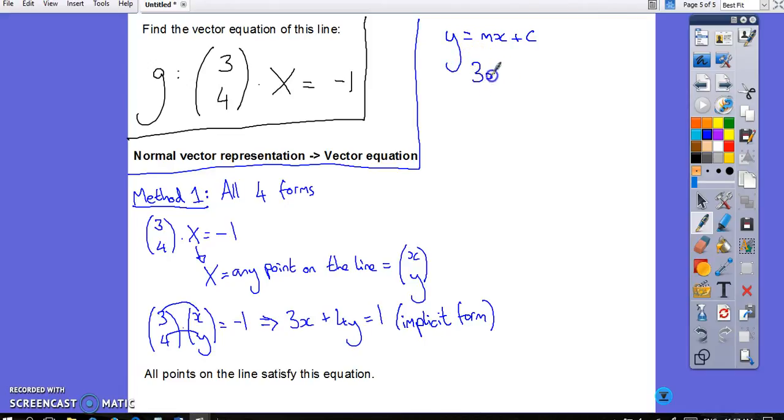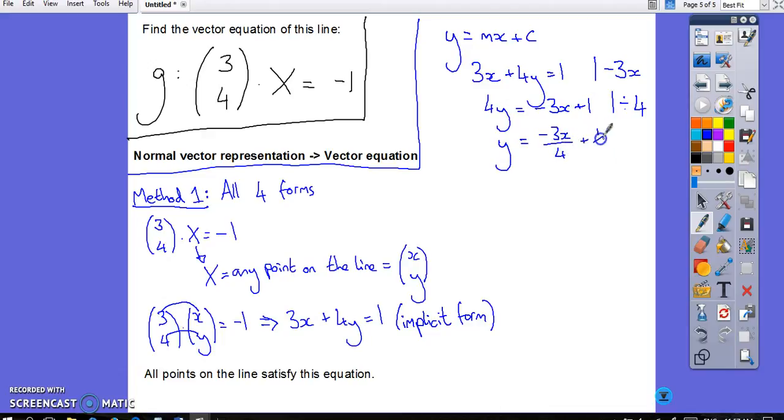So I have 3x plus 4y is equal to 1. I want the y on its own on the left-hand side. So first of all, I'll take off 3x to get 4y is equal to minus 3x plus 1, and I will divide by 4. And I will then say y is equal to minus 3x over 4 plus a quarter. And this is our explicit form, the equation of the line that you should be very familiar with from last year. So I've got 3 of our forms. This is 1, 2, 3.